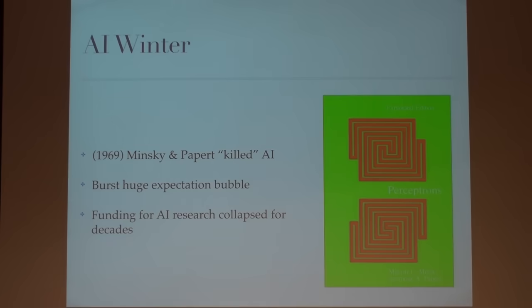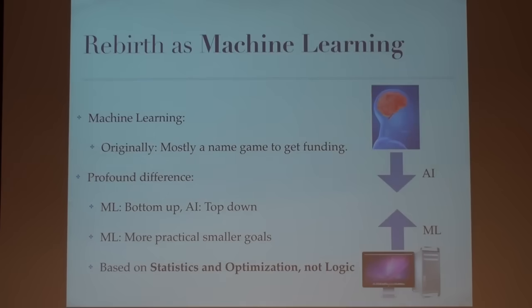And so what happened is funding for AI collapsed drastically in the United States and in most countries around the world. This is called the AI winter, and people still refer to this. It's basically when people got really disillusioned with AI. So then what people did is they said, well, wait a second, we don't do AI, we do machine learning. It's totally different. And you should fund that.